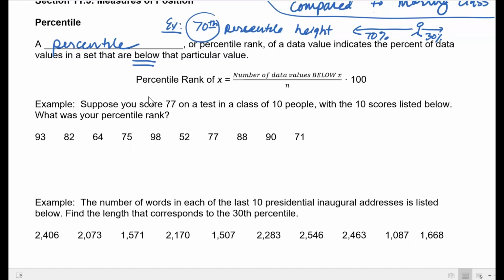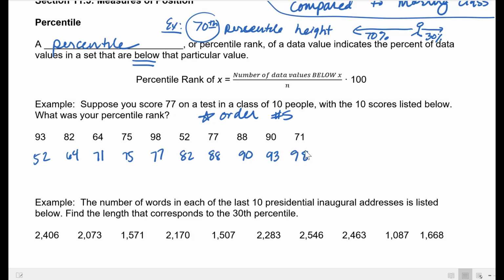It says, suppose you score 77 on a test in a class of 10 people with 10 scores listed below. What was your percentile rank? The first thing I'm going to do is order these numbers. That's really important, so order numbers first. Do it by hand, or you could use your calculator. So 52, 64, 71, 75, and I already have this done on my answer key, so that's why it's going fast for me.